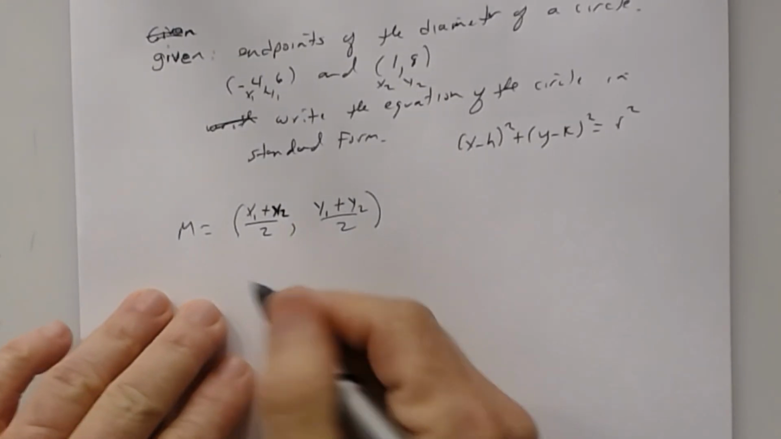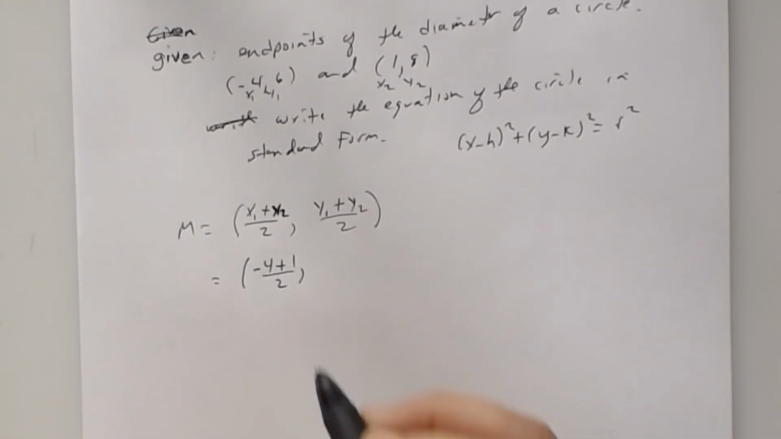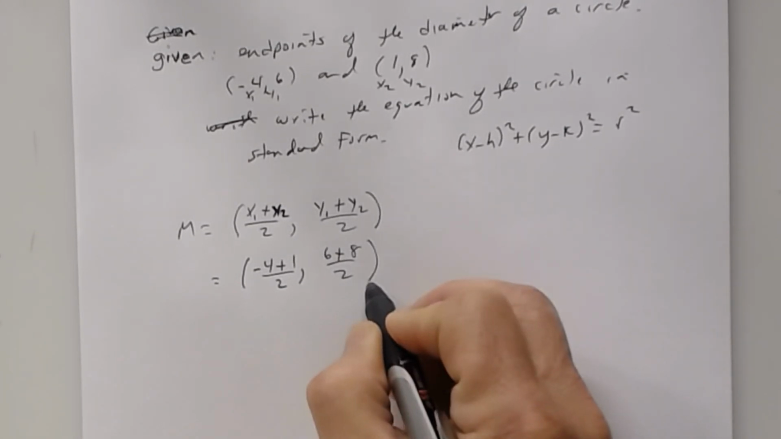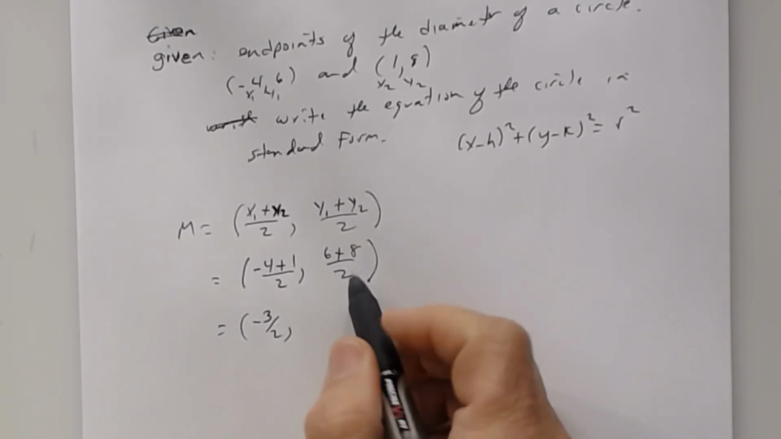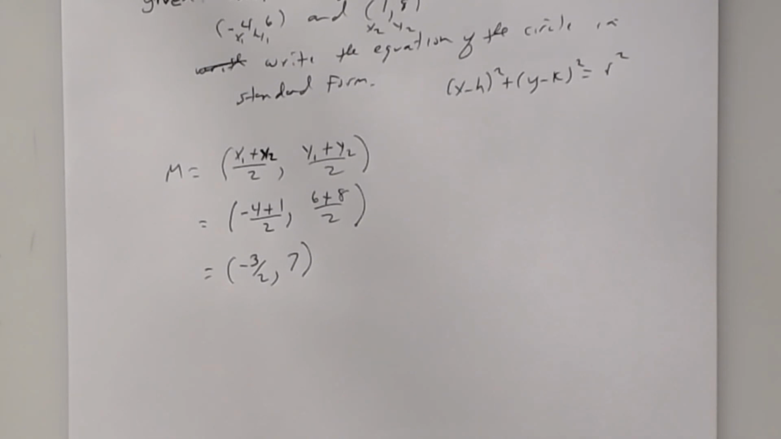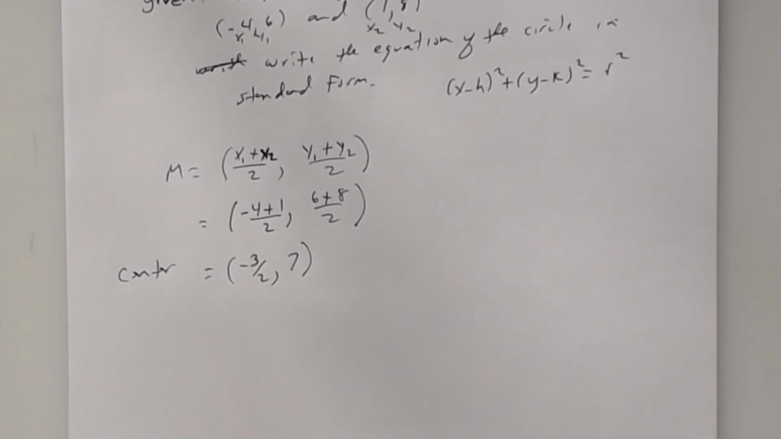All right. And so you get negative 4 plus 1 divided by 2, correct? And then the y is going to say 6 plus 8 divided by 2. And then simplify this. You would get negative 3 halves, comma, and what is that? 14 divided by 2 is 7. All right, so that's my midpoint of the diameter, which happens to be the center. This is also the center, correct? So I found my h and I found my k. Now all I've got to do now is find the radius.